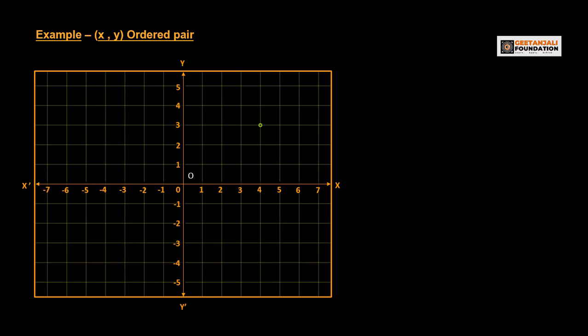Now let's say there is a point P. You want to determine its position. So first we will draw a perpendicular on x-axis. Let's say it is PM. Find the distance of OM. Here it is 4 units. Then we will find the distance of PM. Here it is 3 units. The ordered pair (4, 3) are the coordinates of point P.